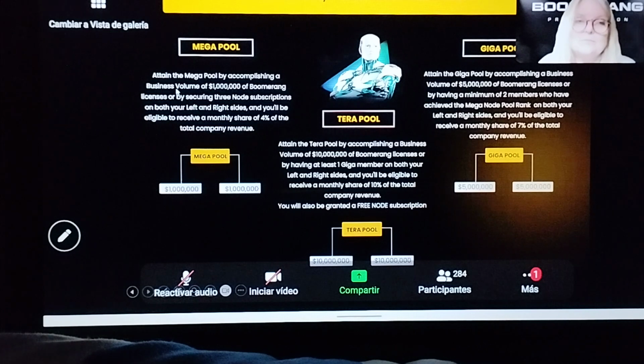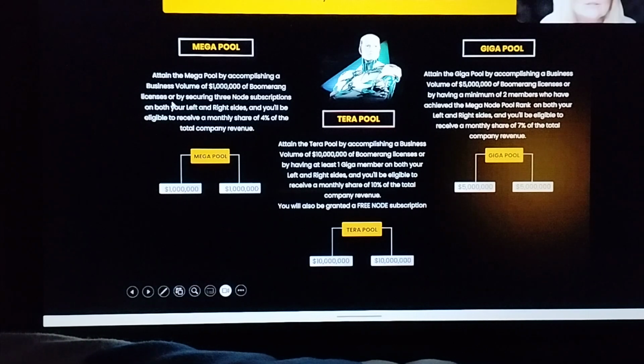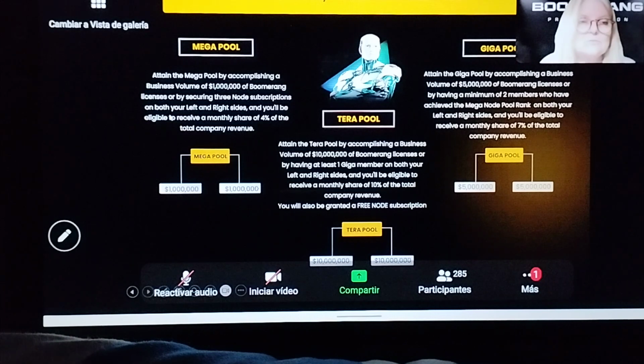You attain Mega Pool by accomplishing a business volume of 1 million of Boomerang licenses, or by securing 3 node subscriptions on both your left and the right side, and you'll be eligible to receive a monthly share of 4% of the total company revenue. So this is a monthly recurring income based on the turnover and your qualification, and of course it is shared amongst everybody who is in that month qualified for Mega Pool.